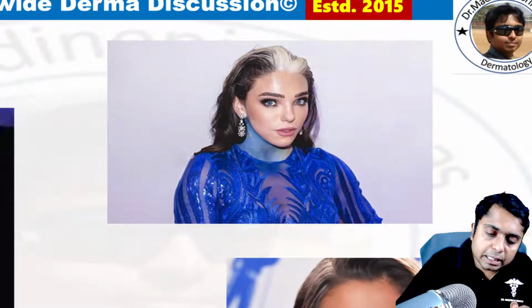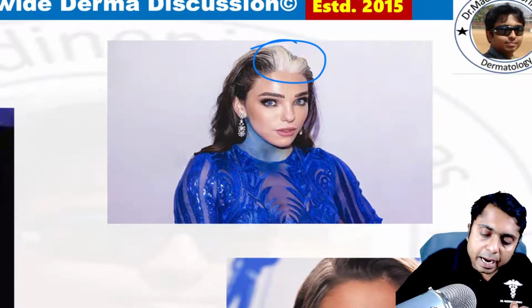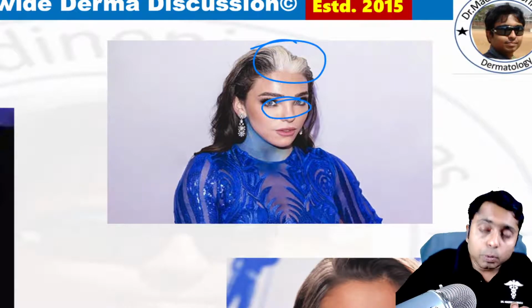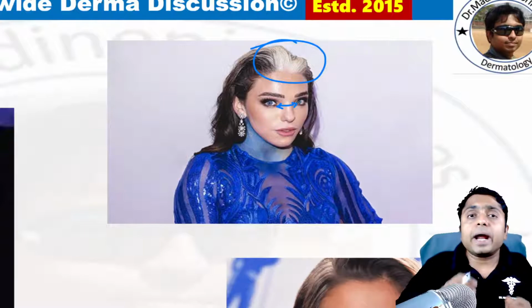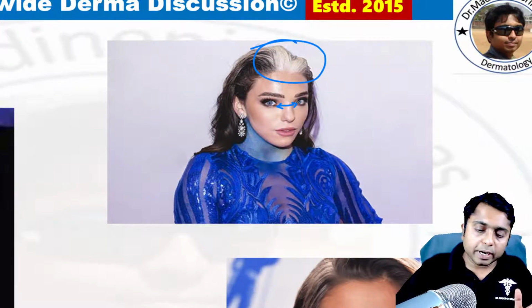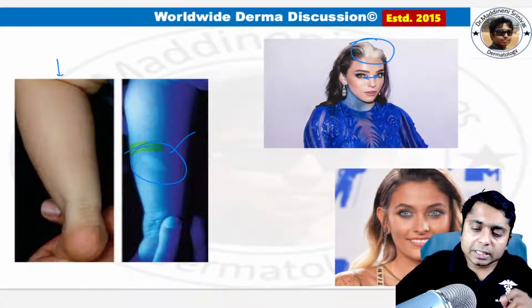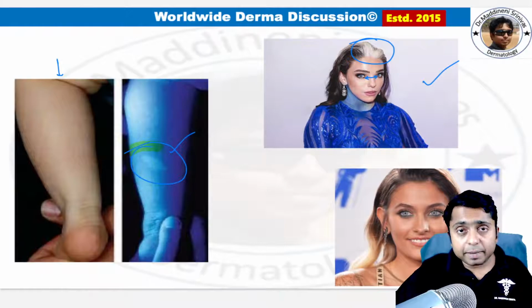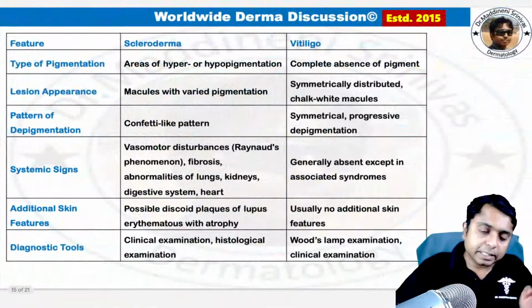You are able to see there is presence of this white forelock. White forelock you are able to see, and you are able to see that the eyes are blue in color, and you are also able to see that there is a wide gap between the medial canthus. So these are all the important findings seen in Waardenburg syndrome. So if you know the name of this famous celebrity, please put the answer in the comment section.